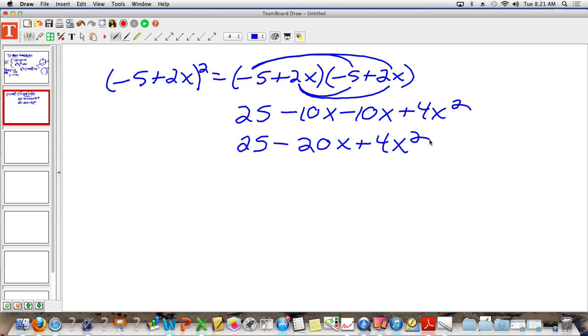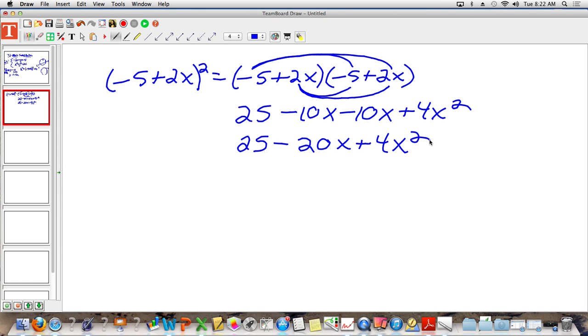Good job. I went through that quickly, but I feel like you guys should be comfortable enough with this that you could follow along. I also wanted to make a special point to do it like that because still people think that when you have a quantity squared, the only thing you do is square the first term and square the second term, but that's not true.